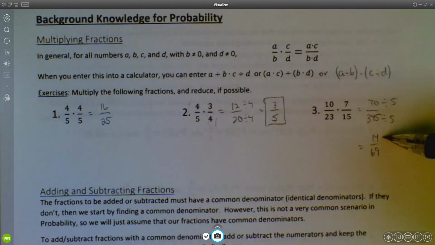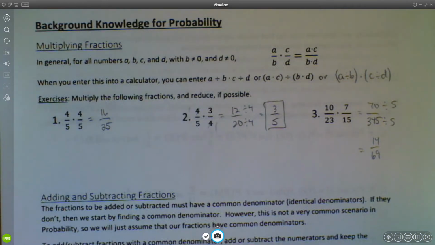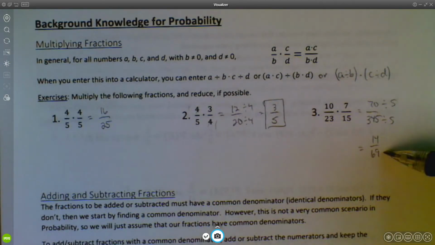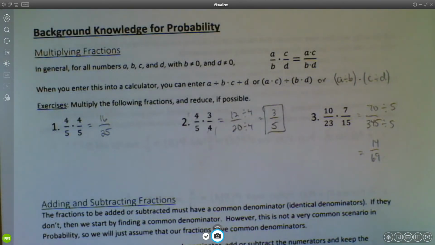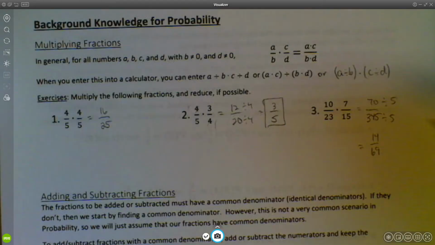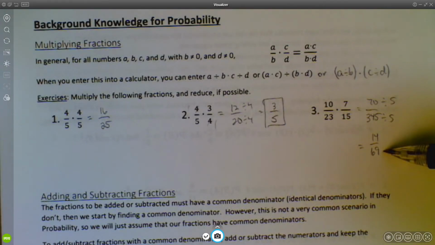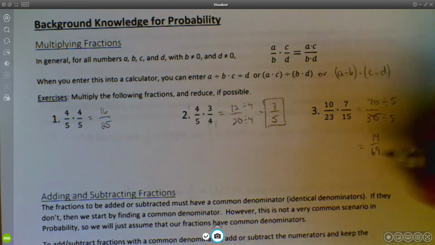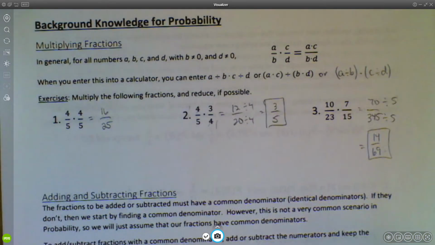Let's see. 14, 7 and 2 both go into 14. And 69, 13, I think, because 69 is 13 times 13. Is that right? Oh no, 13 times 13 is 169. 69, I know 3 will go in there. 69 divided by 3 is 23. So this is 23 times 3. 23 is prime, so I don't think that reduces. I think that's as far as that one's going to go.